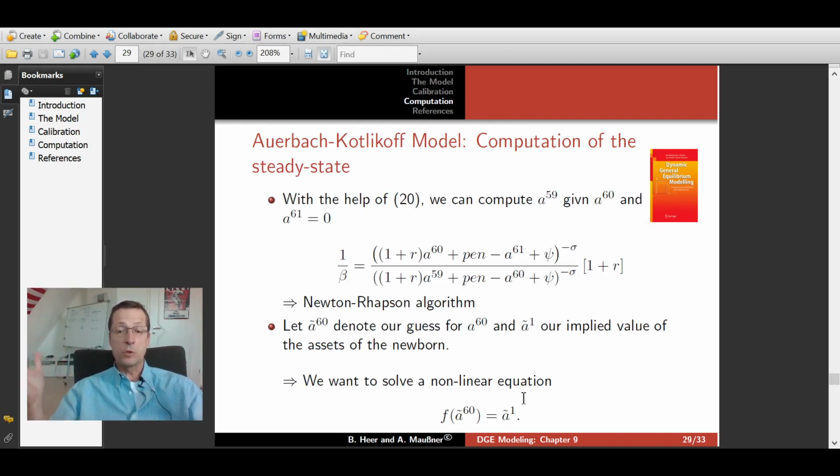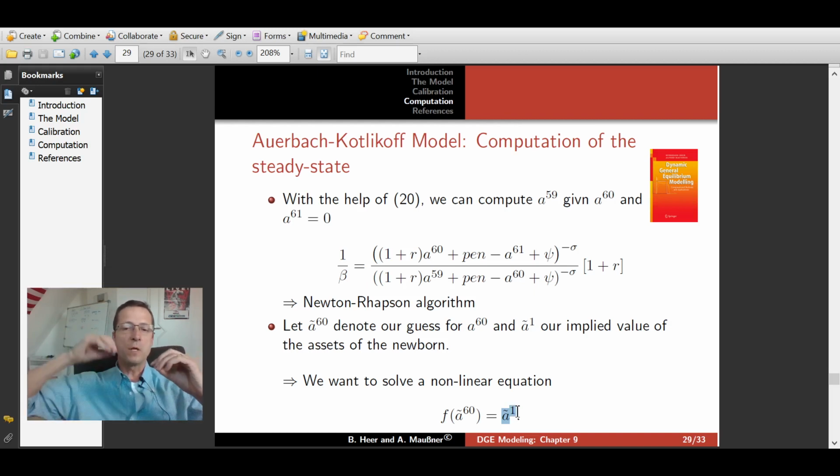And we know that it should be 0, but of course by choice of our variable A60 as our initial guess, the probability that this will be 0 is of course 0. And what we do next is we want to solve a nonlinear equation in this initial guess, let's call it A tilde 60, so that it implies an initial capital stock A tilde 1 that is equal to 0.